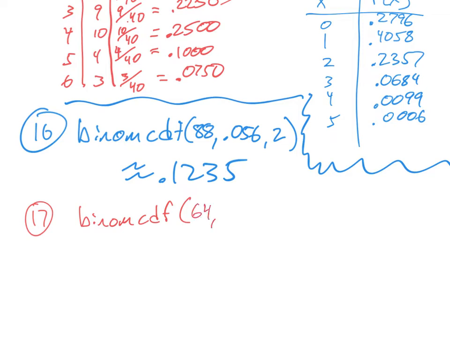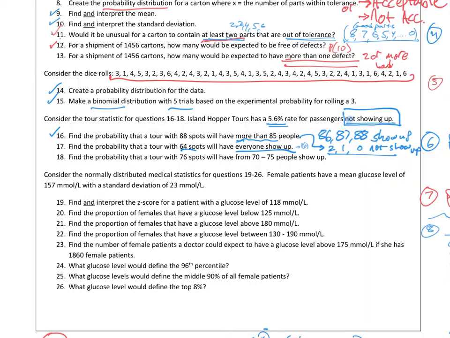64 people. Same probability. And the probability that no one does not show up. All right. So go to the calculator. Make sure you change it from the previous one. Now there's 64 people. And that gives us a probability of 0.025. All right. That's the idea.